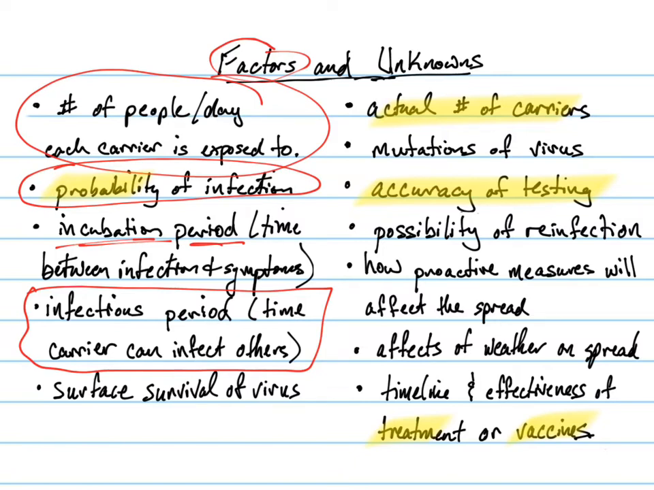I think the average is maybe 5 days. But again, that's hard to know because you don't know exactly who the carriers are. You don't know exactly when they... how sick people feel varies from person to person as well. They also don't know how long the virus lasts on surfaces. That's why they're telling everyone to clean surfaces, wash your hands a lot, because they don't exactly know that.